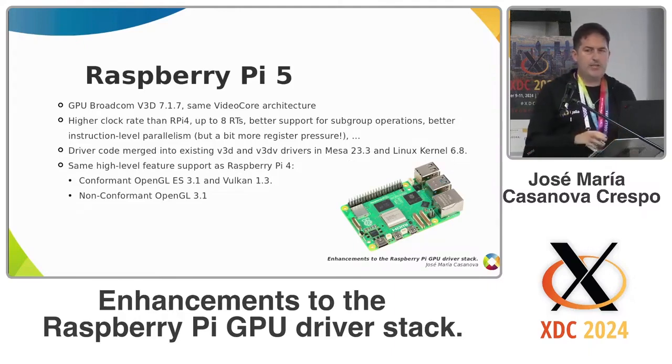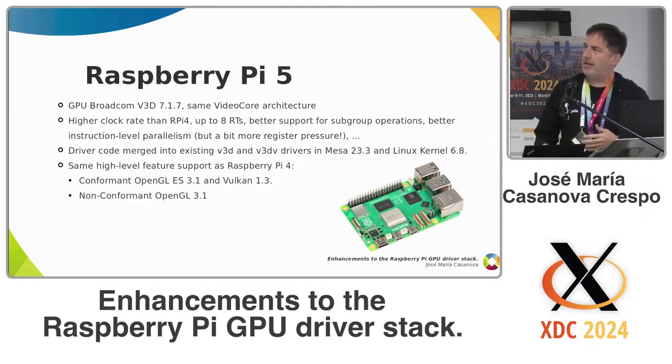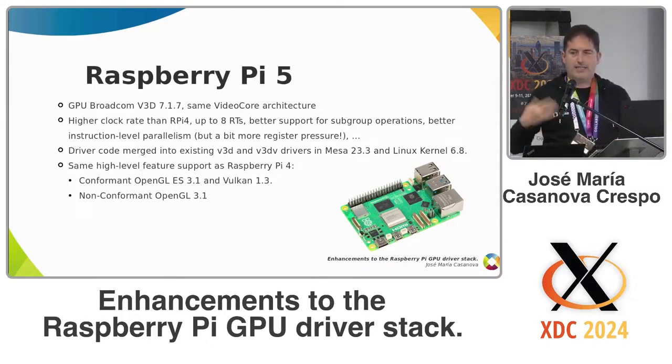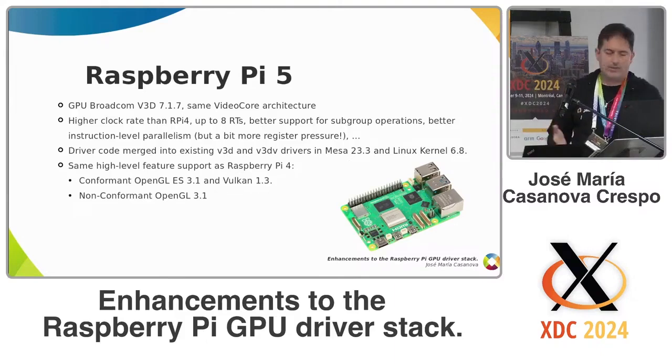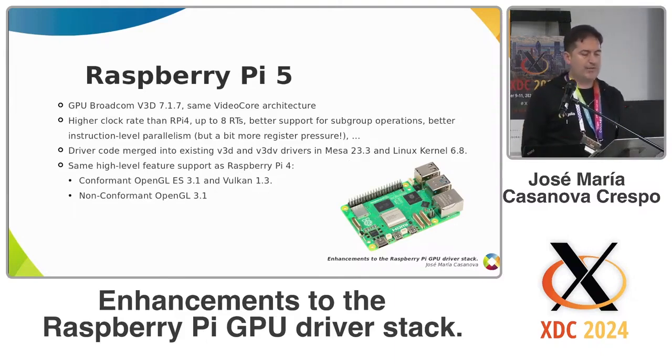It's the new generation using the Broadcom VideoCore architecture number 7. It has a higher clock rate than the Raspberry Pi 4. It allows us to draw up to 8 render targets, which is a requirement to have support for desktop OpenGL 3.0 and beyond. It has better support for subgroup operations and better instruction-level parallelism.